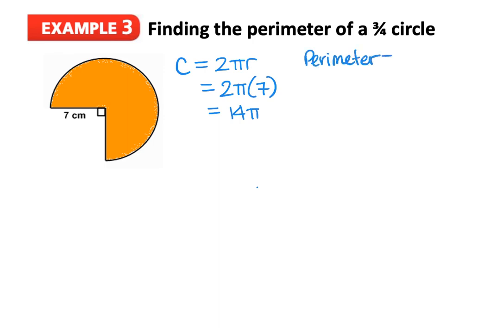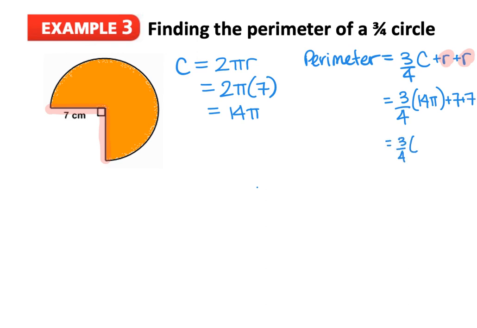can be written as 3/4 times the circumference, and then we need to add this distance from here to here, which is a radius, and this distance from here to here, which is another radius, so plus another r. And now we can make our substitutions. We have 3/4 times 14 pi plus 7 plus 7. And further simplifying, we get 3/4 times 14 pi plus 14.